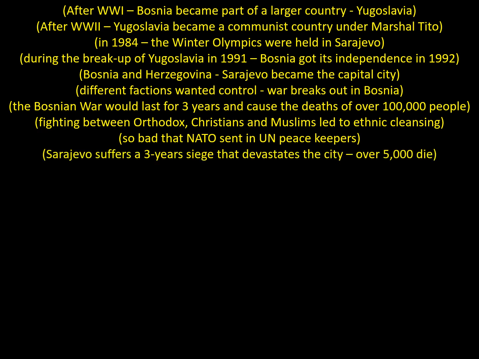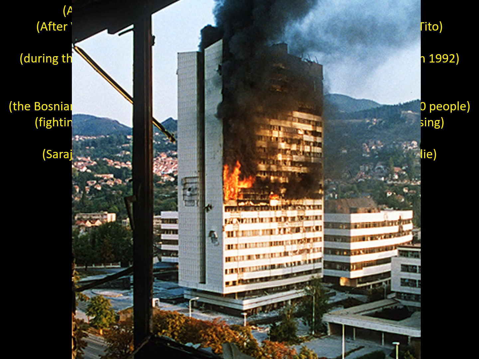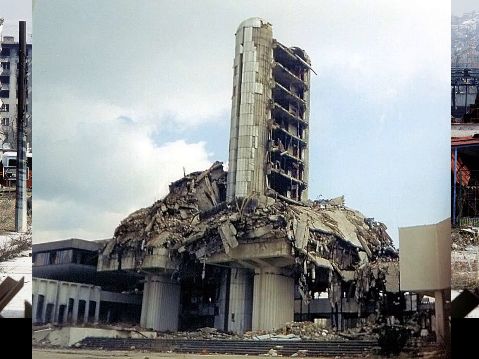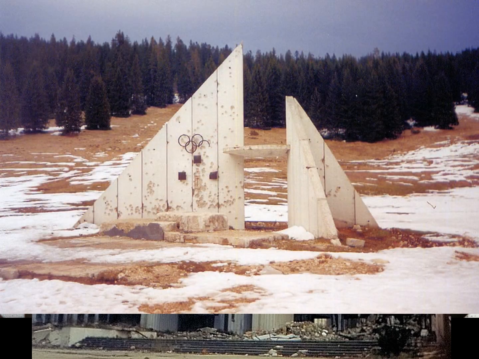Sarajevo itself suffered a 3-year siege that devastated the city, killing over 5,000 of its inhabitants. Here we see the Capitol building in flames. Downtown streets that were devastated. This was the major newspaper building that had been destroyed. And some of the Olympic venues were destroyed also.